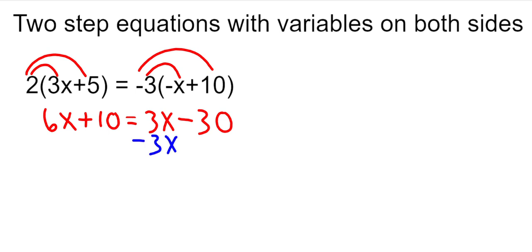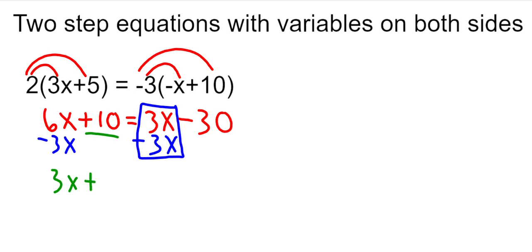If I subtract 3 x's from the right and I subtract 3 x's from the left, I am going to be left with nothing on the right. This positive 3x and negative 3x are going to cancel each other out. On the left-hand side, I have 6 x's minus 3 x's. That is going to leave me with 3 x's. Don't forget my plus 10 because I need that. So plus 10 is equal to a negative 30.